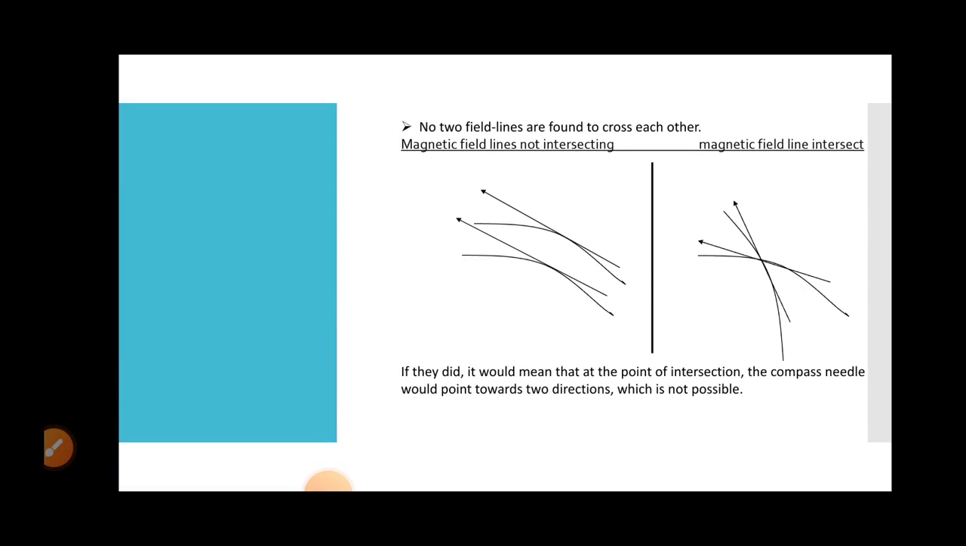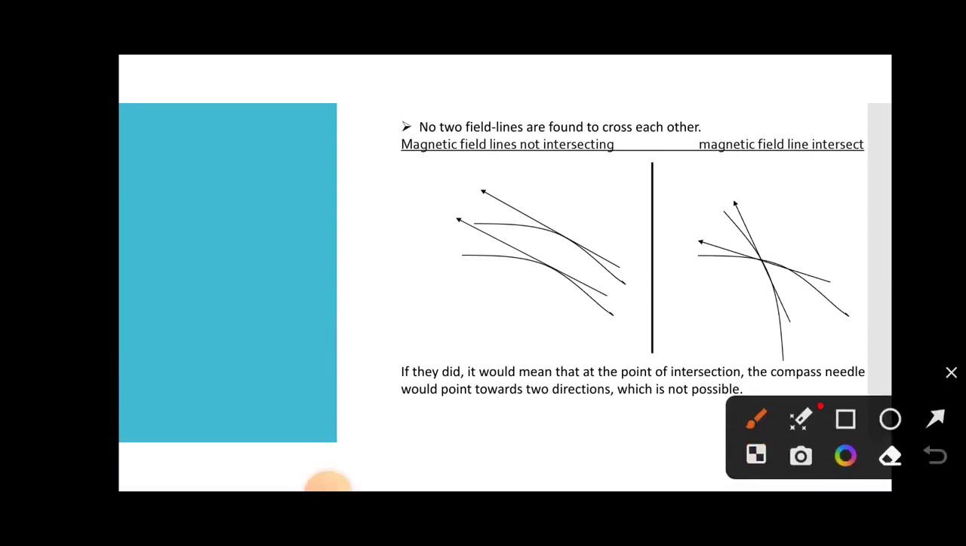We have seen two cases: in the first, the magnetic field lines do not intersect, and in the other, the magnetic field lines intersect. So it is the first case and the second case. As we see, if they intersect, it would mean that at the point of intersection the compass needle would point towards two directions, which is not possible.